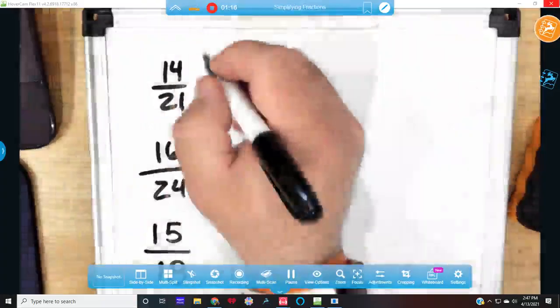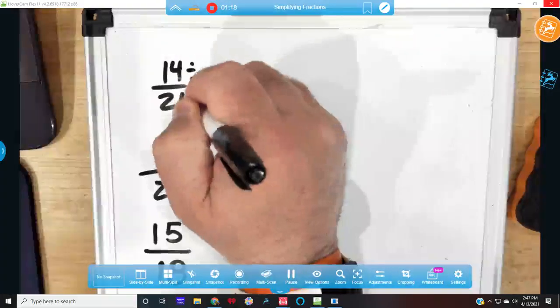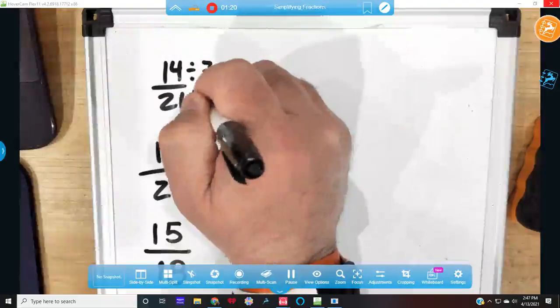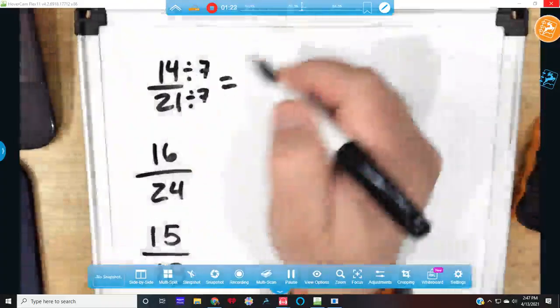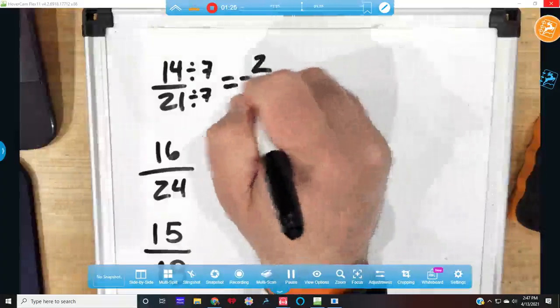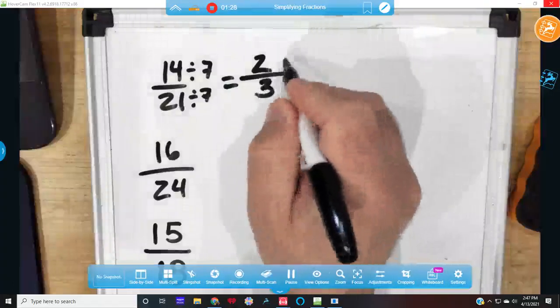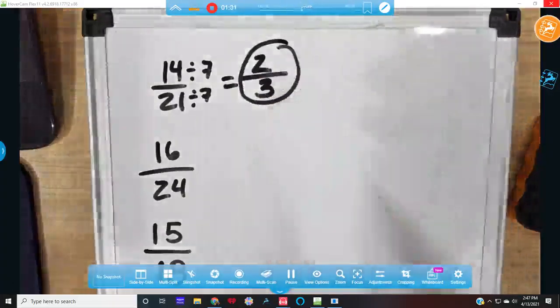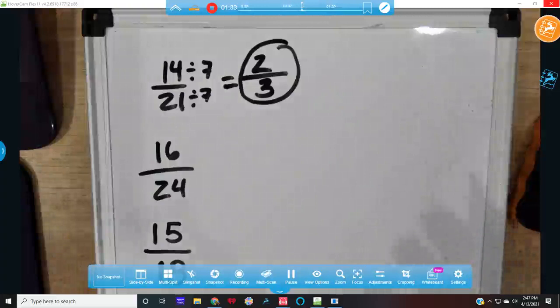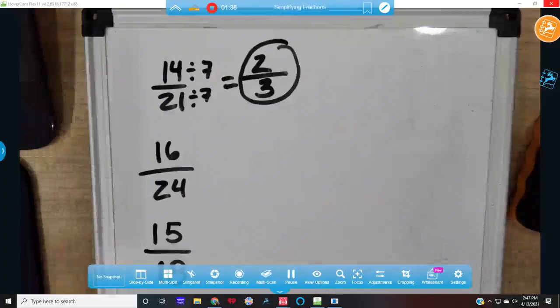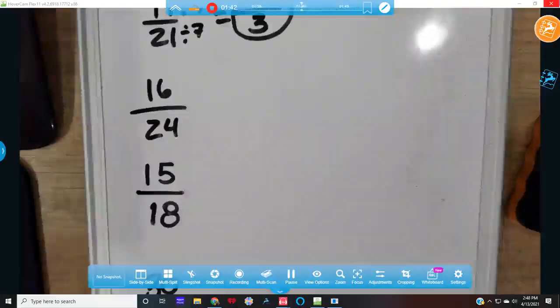So if I divide both of these numbers by 7, I get 14 divided by 7 is 2, and 21 divided by 7 is 3. I can't go any lower. That's my lowest term, 2/3. So 14/21 is the same as 2/3. Okay? So let's look at this next one.